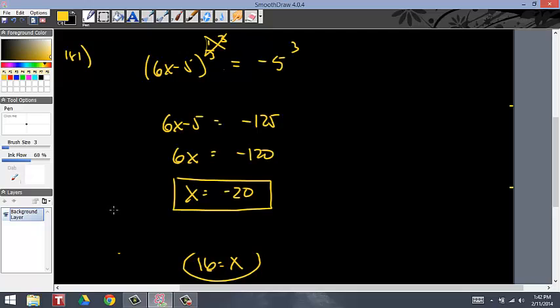All right? And if we check it, it'll work. 6 times negative 20 is negative 120, minus 5 is negative 125. The cube root of that is equal to negative 5.